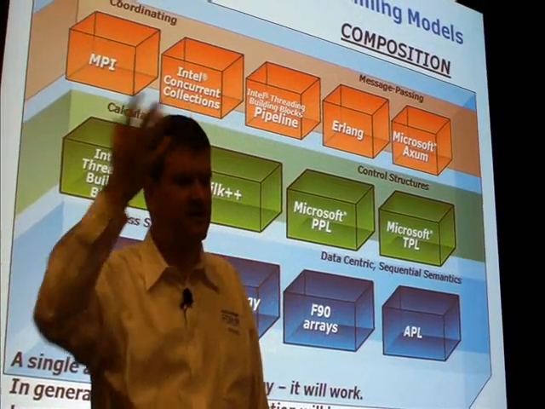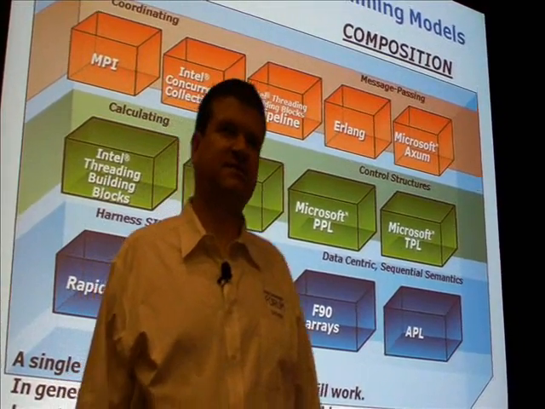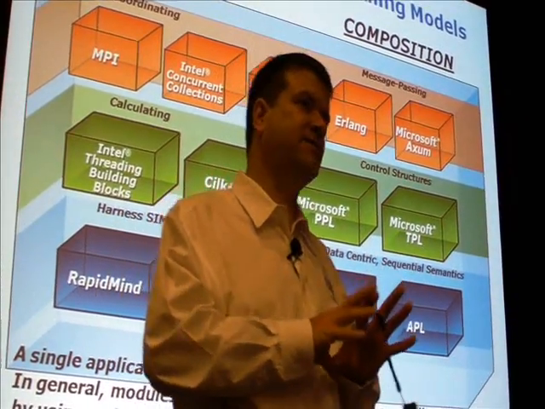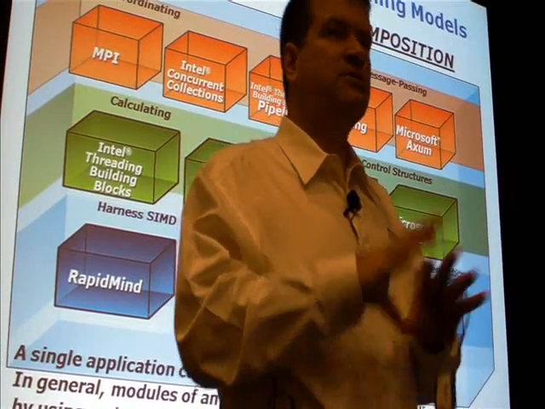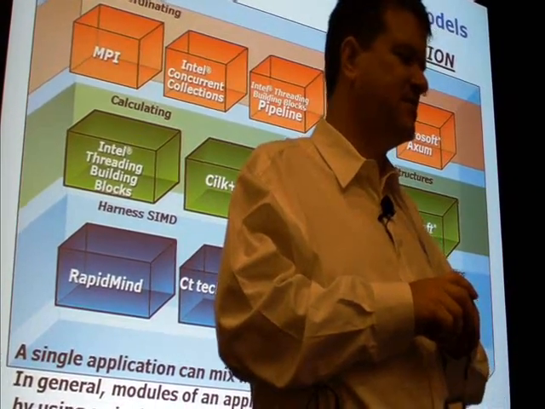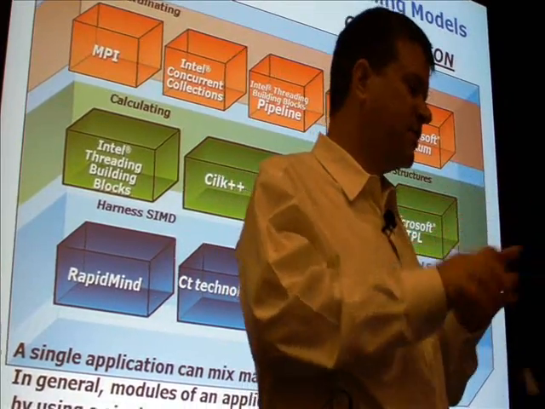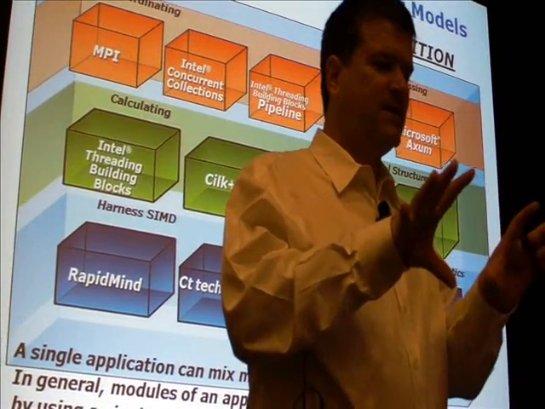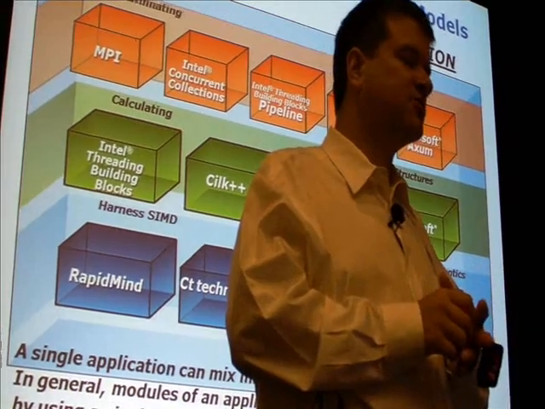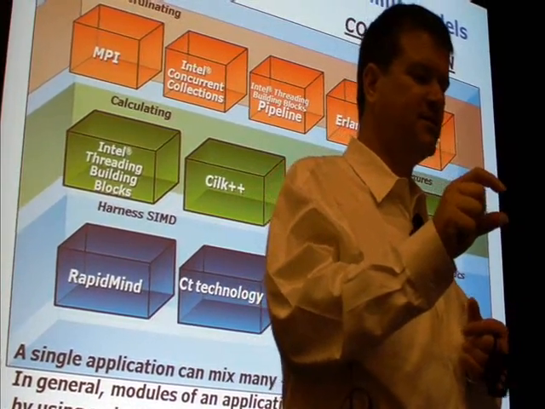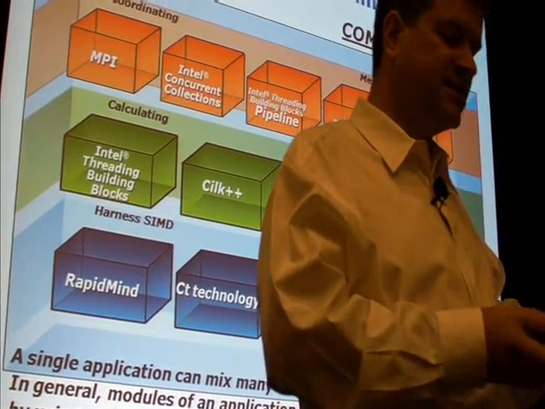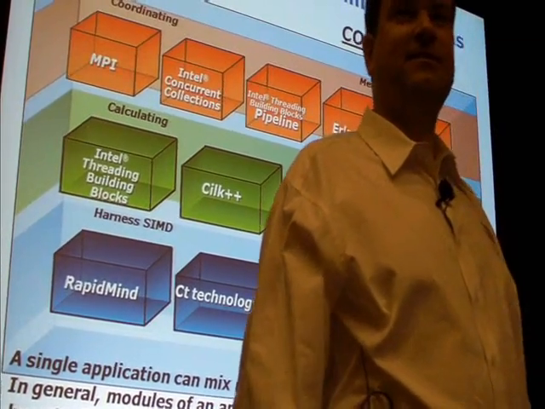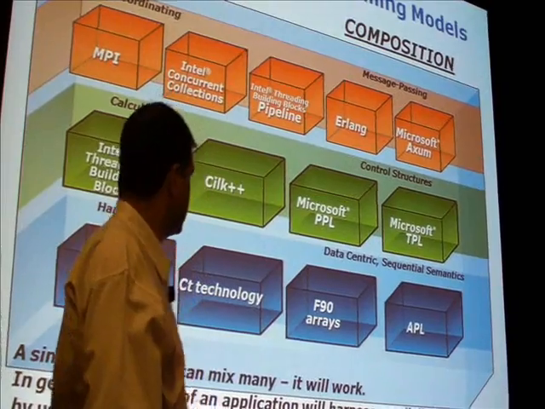So the best model I have now, a work in progress, is a model that says at one level you may have a coordinating, message-passing oriented control at a very high level of your program. And most programs don't have this level, but some do. Then you have one that's more control oriented, flow of control. Threading Building Blocks plays into here, Cilk++ does as well. And that's task control, controlling structures. And then finally, if we look just at data parallelism, you see things like RapidMind, CT technology, arrays in the Fortran 90 standard. If you're old enough to remember APL, you might even think of APL. So these are recurring themes.